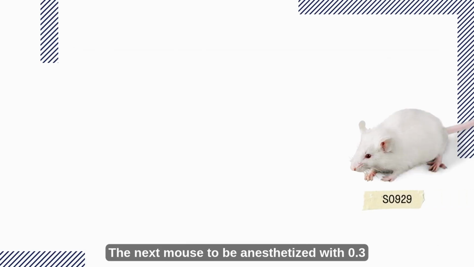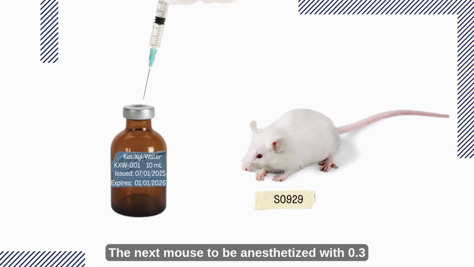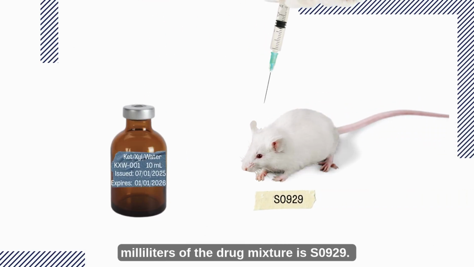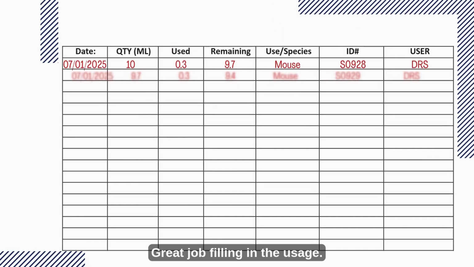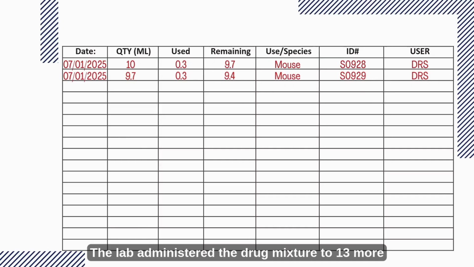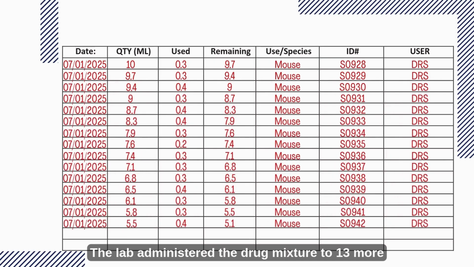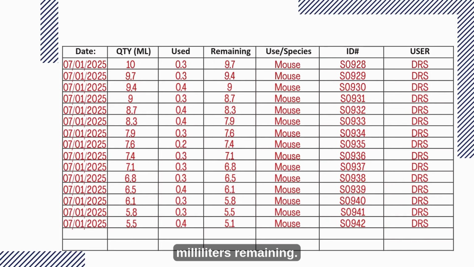Now it's your turn. The next mouse to be anesthetized with 0.3 milliliters of the drug mixture is S0929. Pause the video and practice entering the usage. Great job filling in the usage. The lab administered the drug mixture to 13 more mice at varying dosages, resulting in 5.1 milliliters remaining.